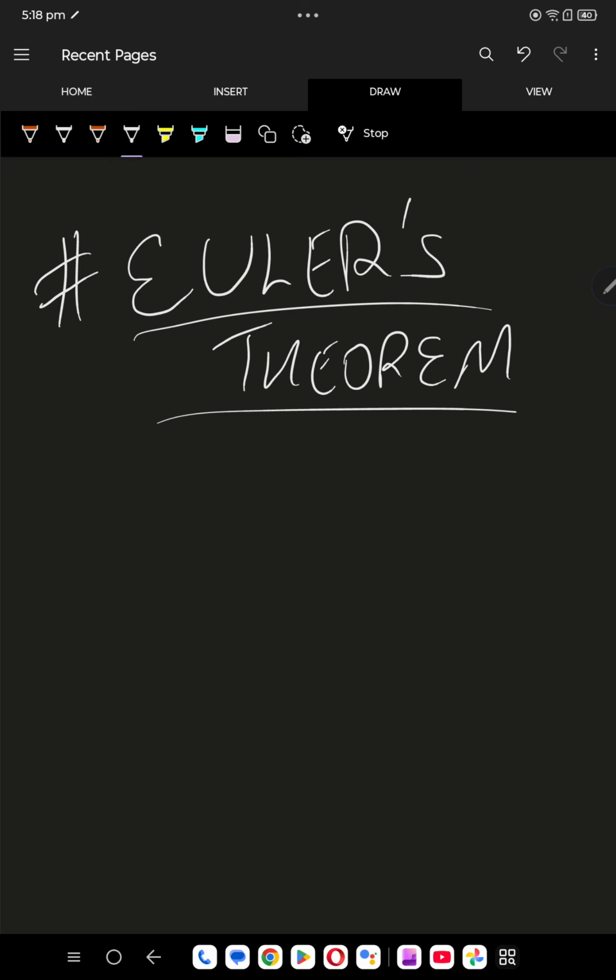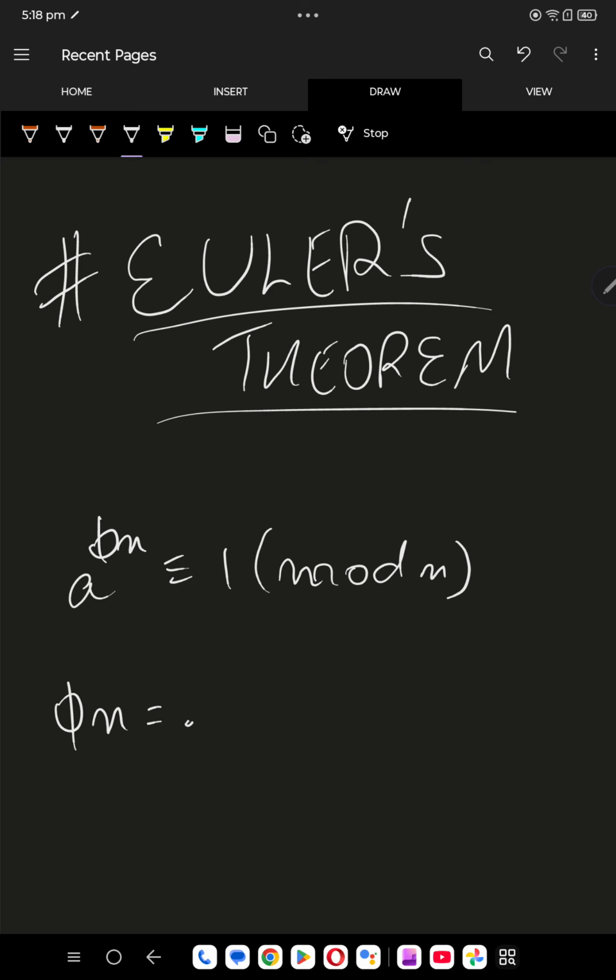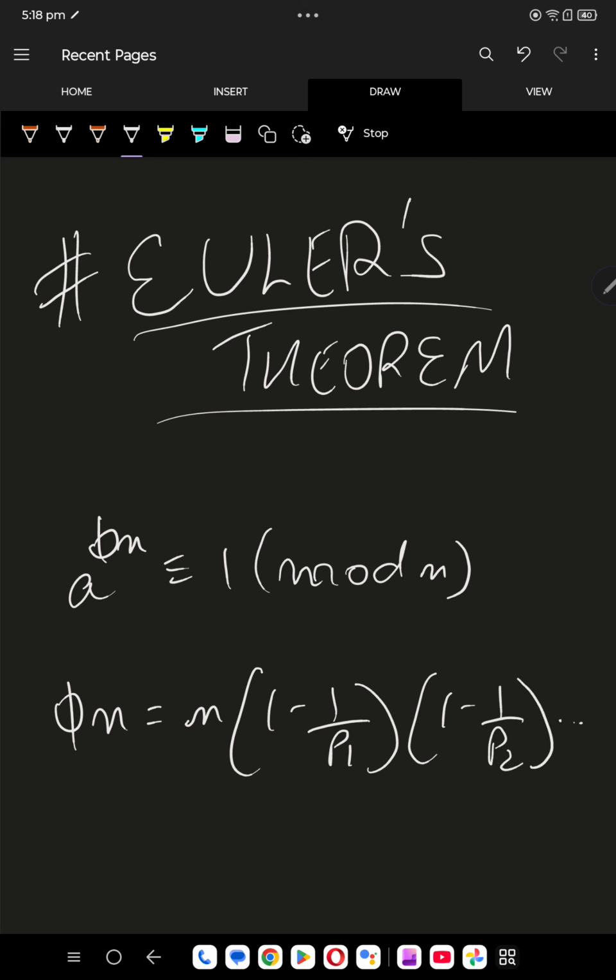I will not explain a detailed procedure, I will just tell you the main formula which is required: a power phi n is congruent to 1 mod n. And this phi n you can find out by n into 1 minus 1 by p1, 1 minus 1 by p2, and so on, where p1, p2 are prime numbers. When I want to use this, GCD of a comma n is 1. That means they are relatively prime. Now directly into the question we'll go, and then we'll start solving.